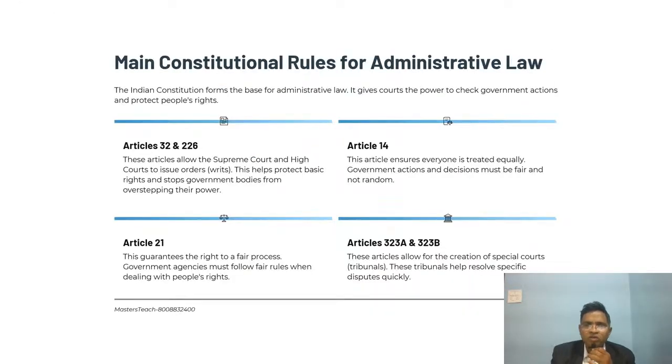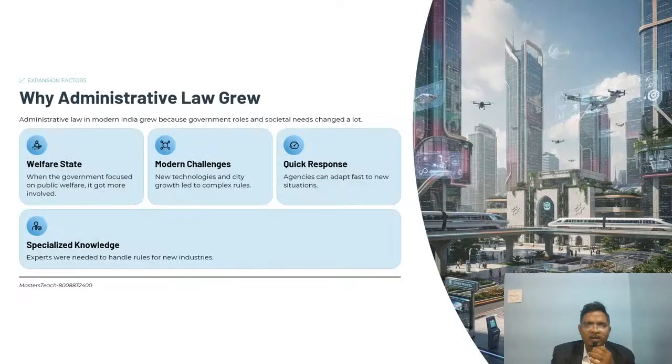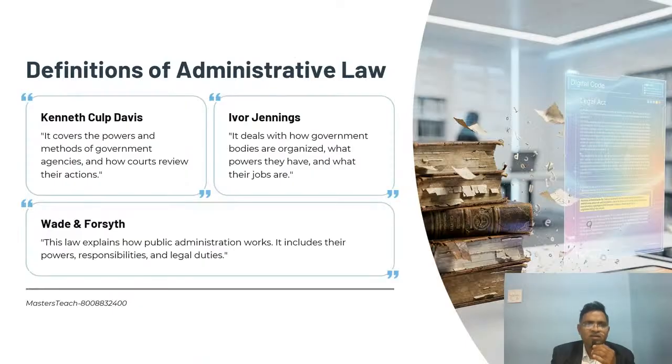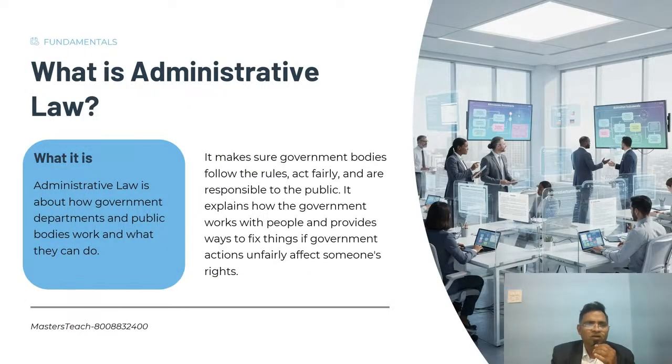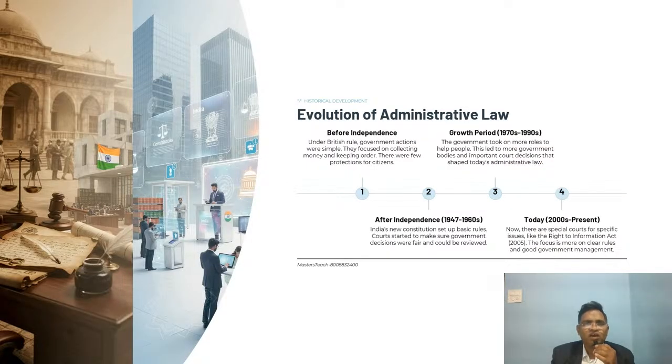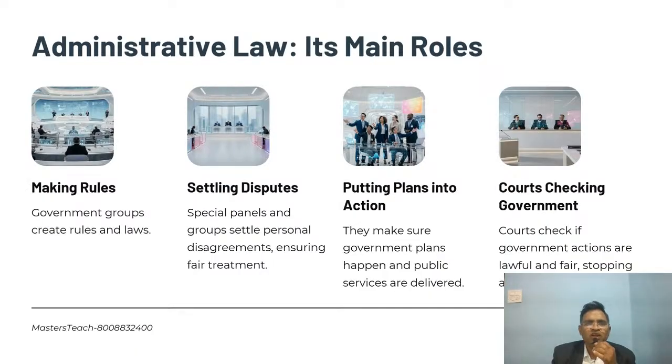So go through this video again and again. Make sure that you write properly: what is administrative law, the different definitions by Kenneth, Ivor Jennings, Wade, Forsyth, etc. Then how the evolution took place: before independence, after independence, the growth period, and the present day. Then, what is the main role of administrative law? Making rules, settling disputes, putting plans into action, and checking the government.